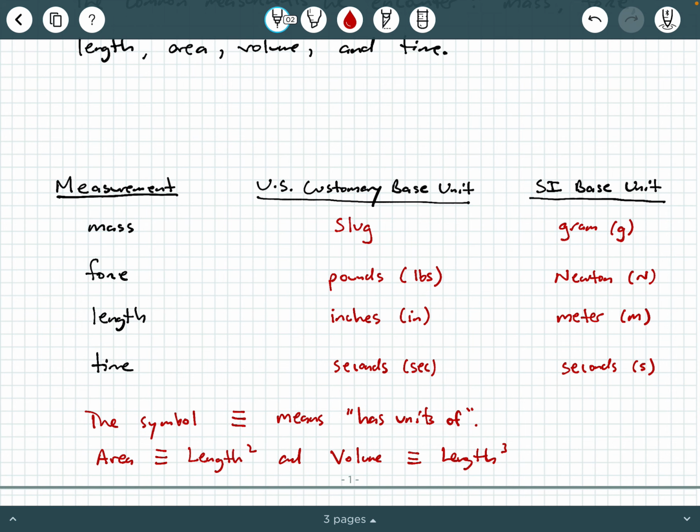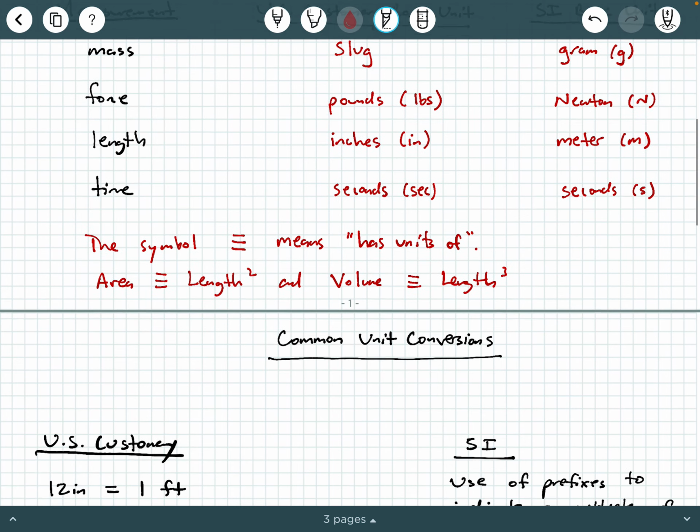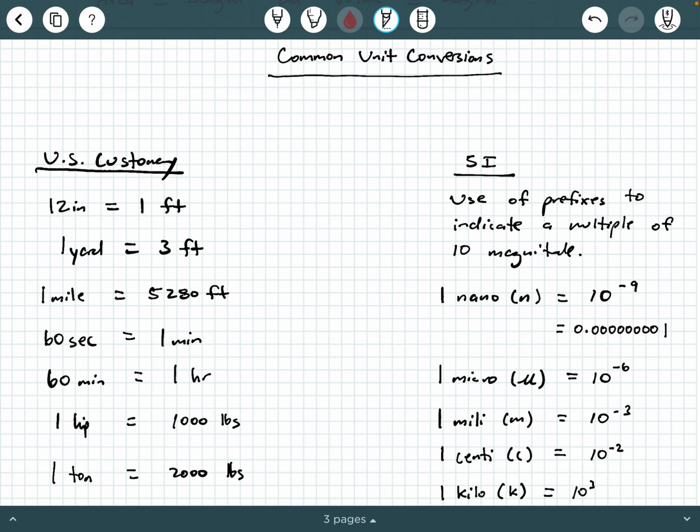So that's why I didn't just lump them into this table that we just created. So let's move on. You kind of got a glimpse of something else that we're going to cover, and those are common unit conversions. I'm going to scroll down a little bit, and we're going to take a second and look at what we have here. I've separated our common unit conversions into 2 sections or 2 columns.